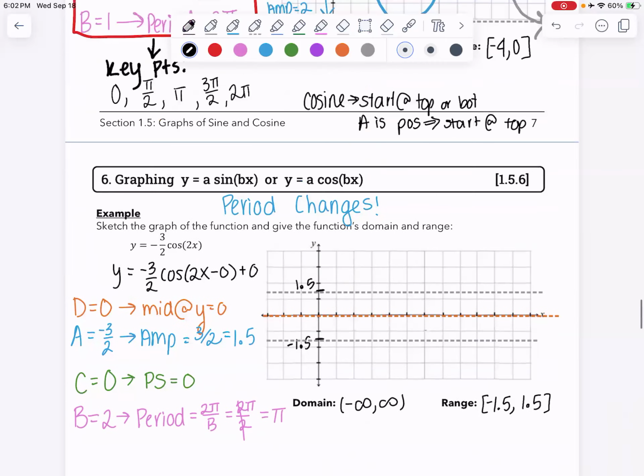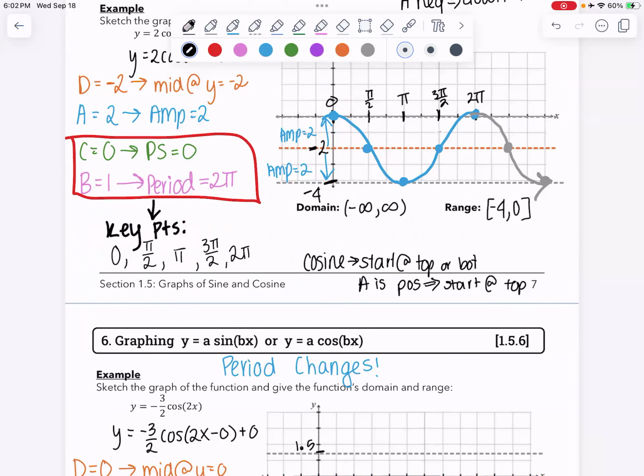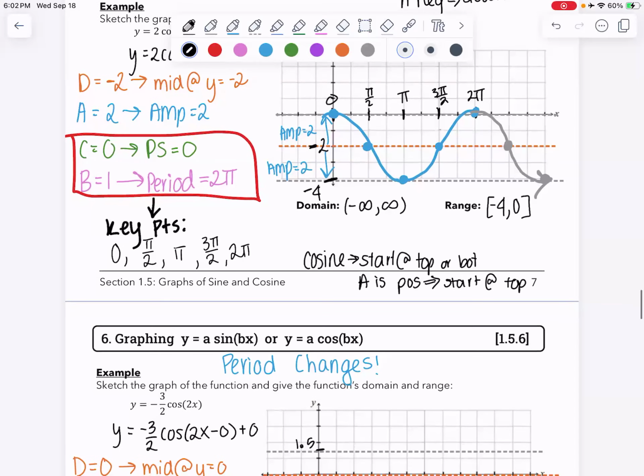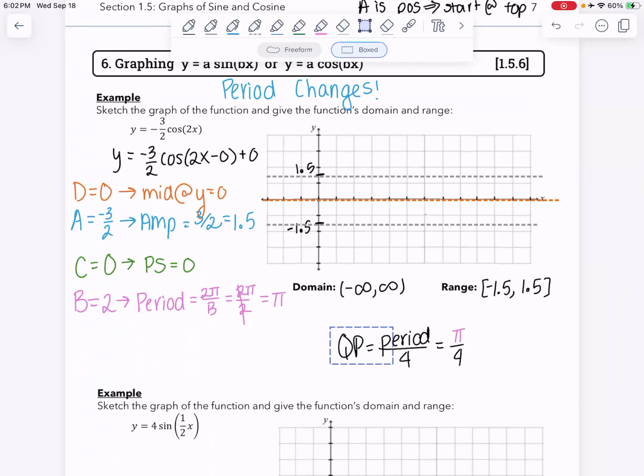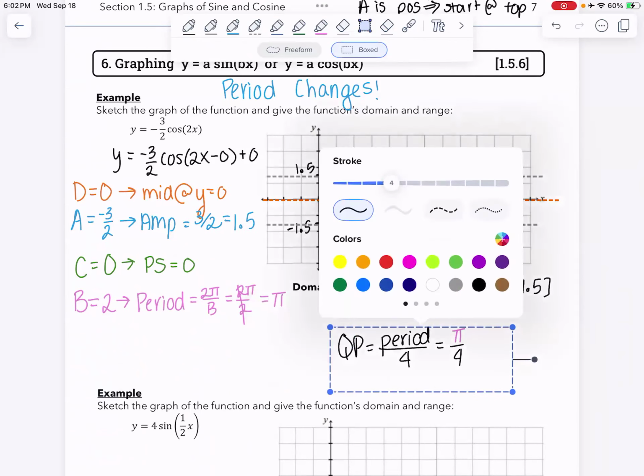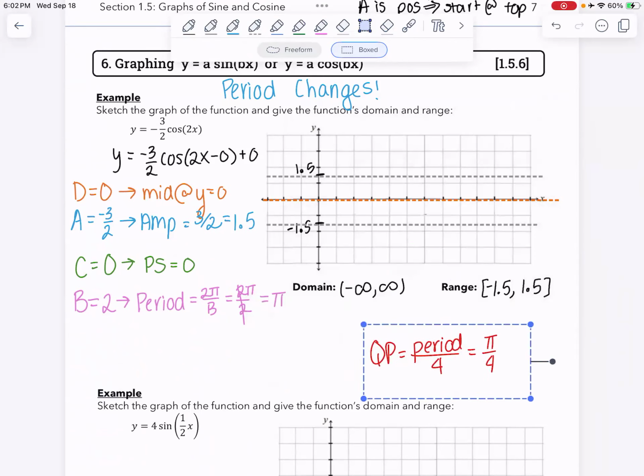So we now have a different situation than we had in our previous sections where we had phase shift 0, period 2 pi. We had the same key points. Here, our period has changed. So our period is pi, which means we need to find new quarter periods. The quarter period is the period divided by 4. So our period is pi, and we're dividing it by 4. That's pi over 4. Maybe I'll make this whole thing red. Pi over 4.